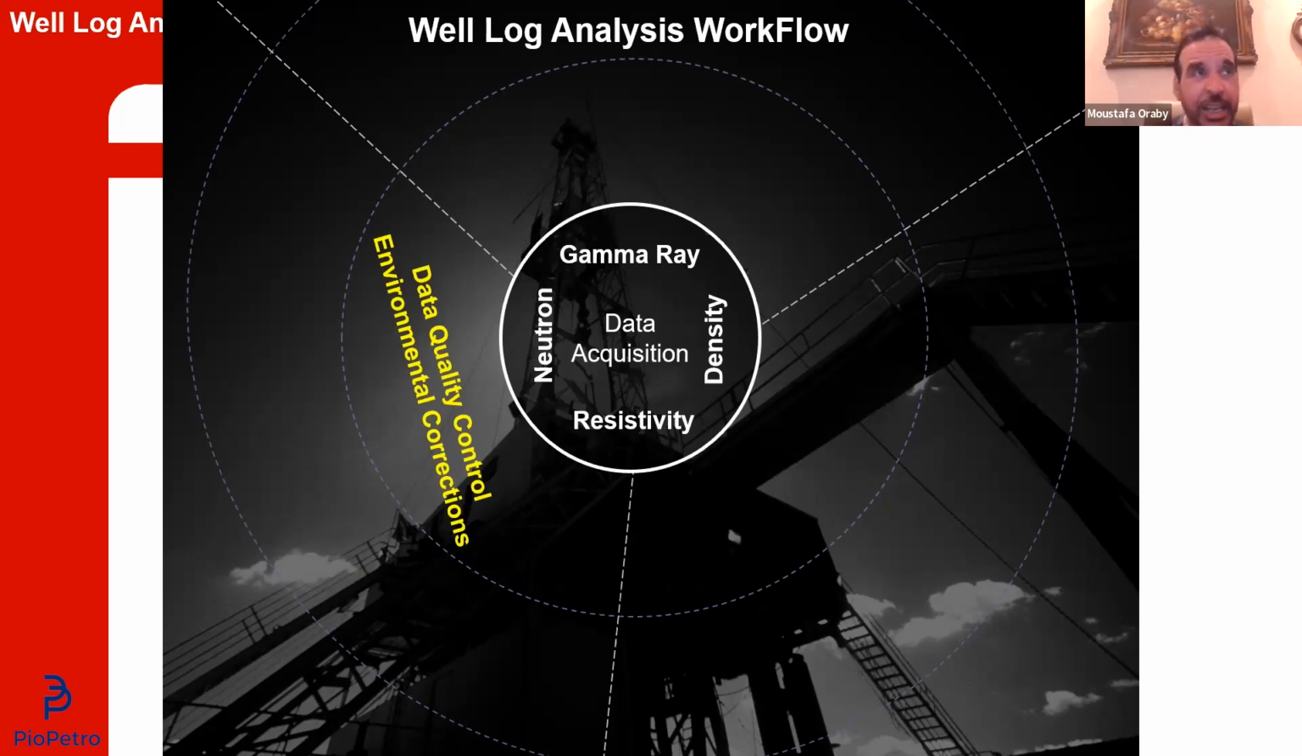So environmental correction, again, I'm repeating myself, is the effect of your drilling fluids on the logging tools. It has nothing to do with your reservoir. Am I clear on this?